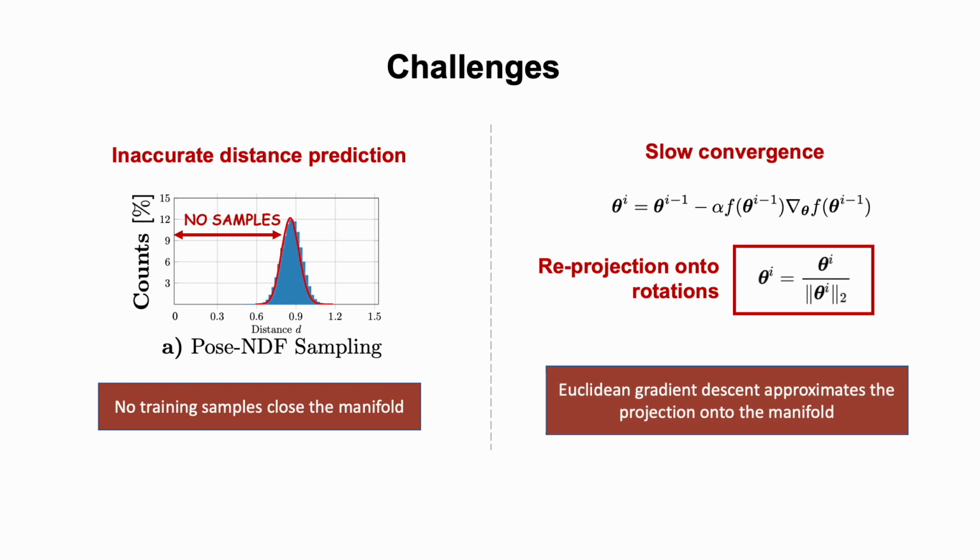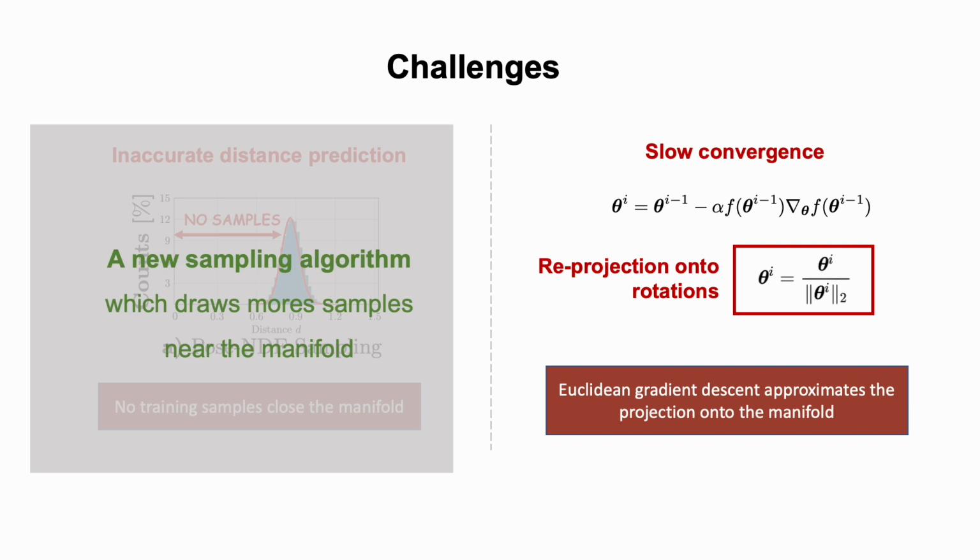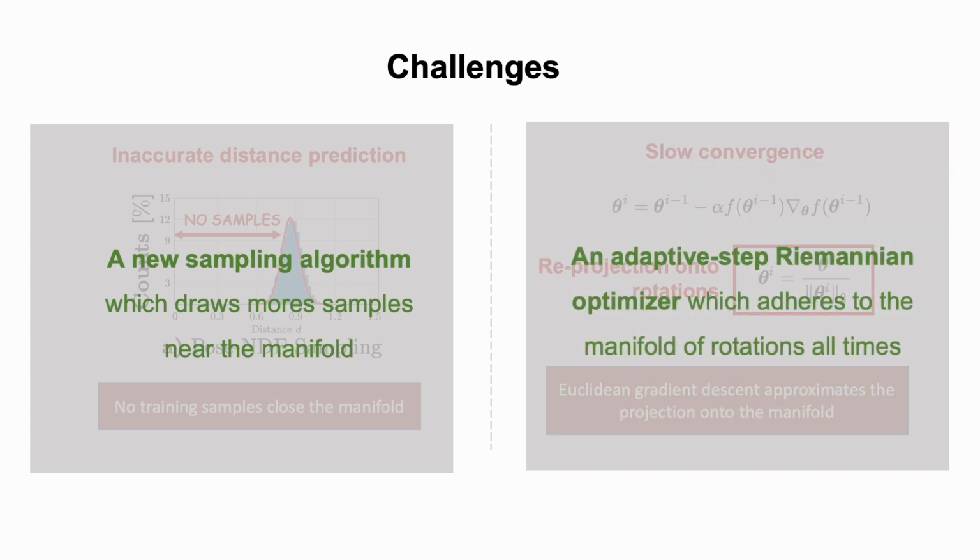To address these problems, we first propose a new sampling algorithm, which draws more samples near the surface. Second, we propose an adaptive step Riemannian optimizer, which ensures the projection iterations always remain as valid articulated poses.